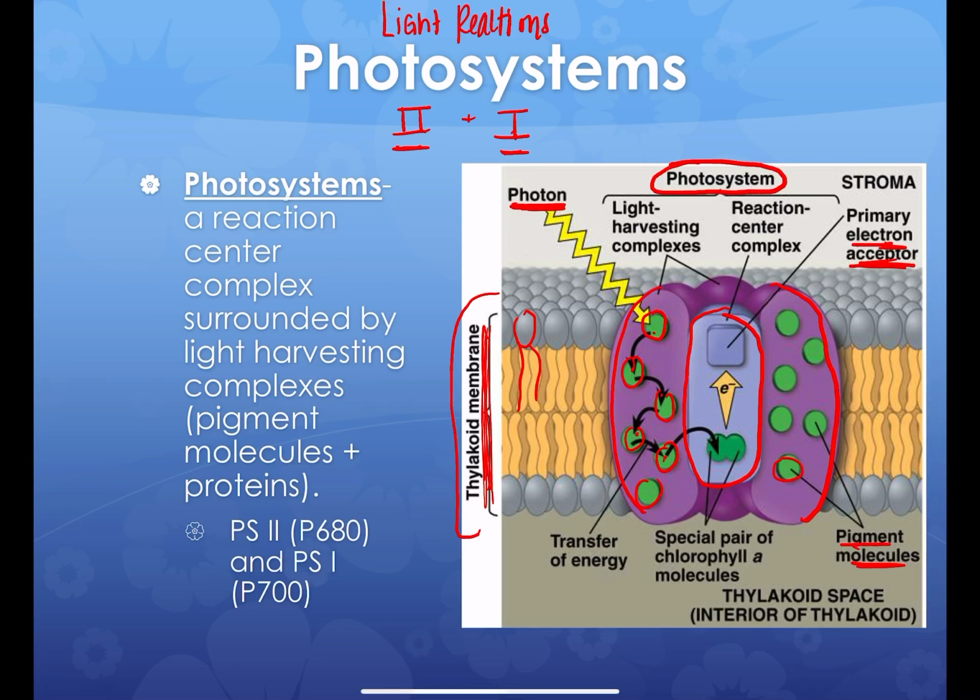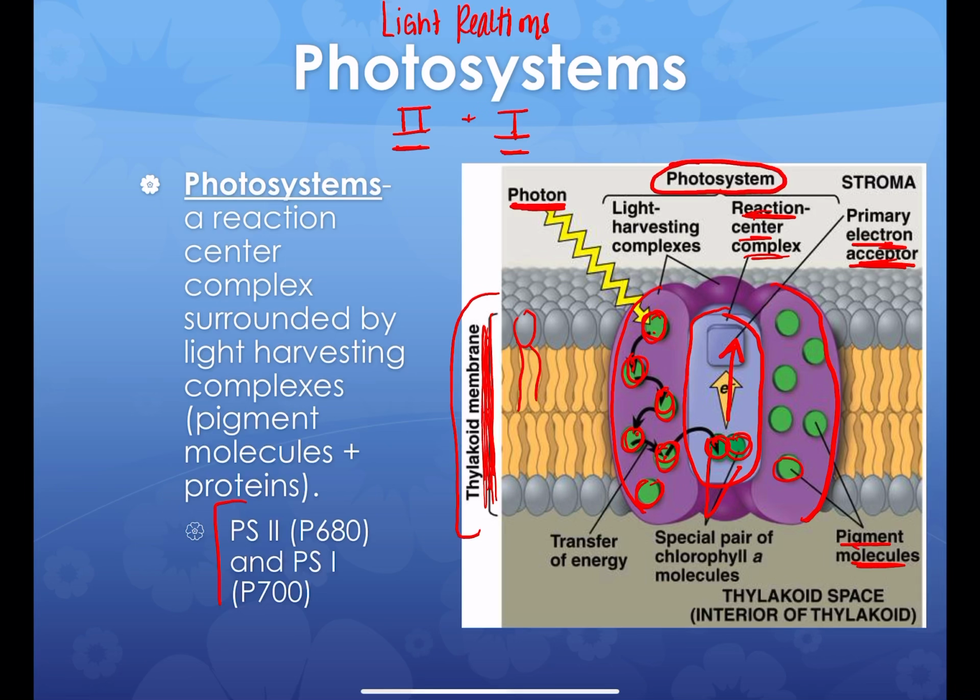Okay? So the photons excite these pigment molecules and they start passing their electrons. Okay? And it goes to a special pair of chlorophyll molecules here. You don't really need to know that much about it. But ultimately, it is passed to a primary electron acceptor in this reaction center complex. Okay? And again, this is happening in the thylakoid membrane. This is photosystem 2. That's happening first.